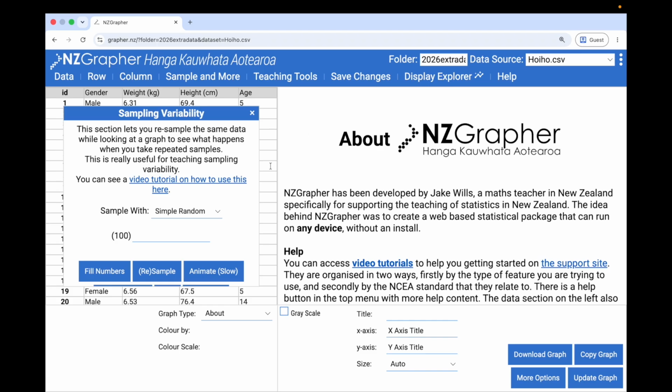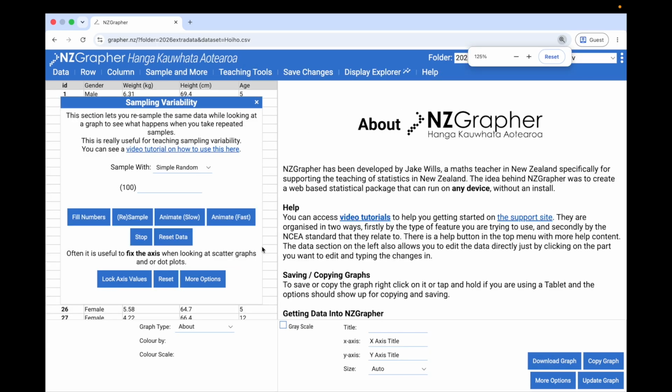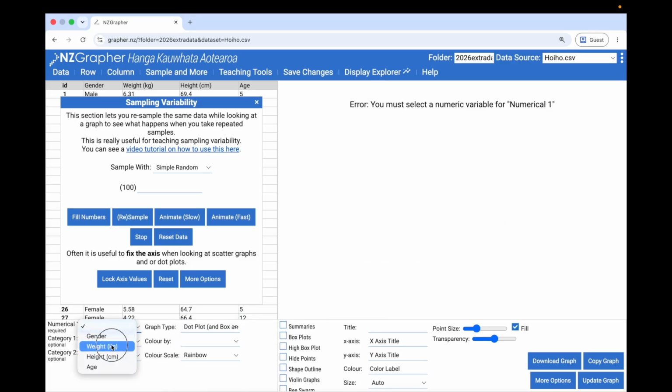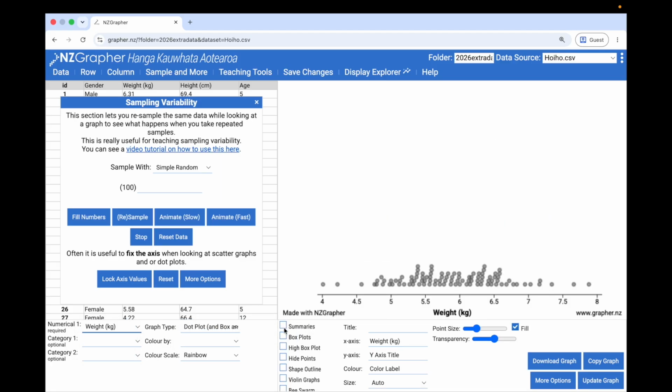With this one, you can choose which graph you would like to do. So I'm going to do this on a dot plot, and we're going to grab our weight, and I'm going to put in a box plot as well. So we've got the weight of our kiwis. We're going to pretend, not kiwis, Hoiho. We're going to pretend this is our population of Hoiho. It's not a population of Hoiho, but we're going to pretend it is.